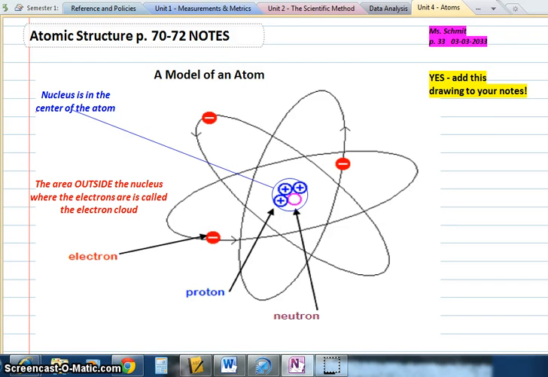Welcome back, everybody. Here are our next notes. These are atomic structure. I am hoping this is review for everyone.